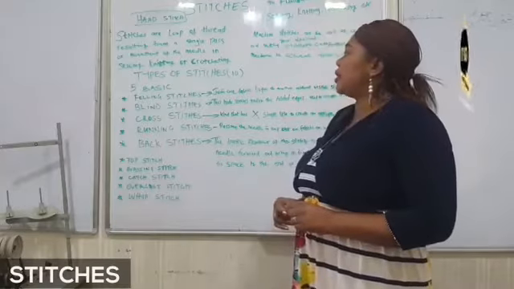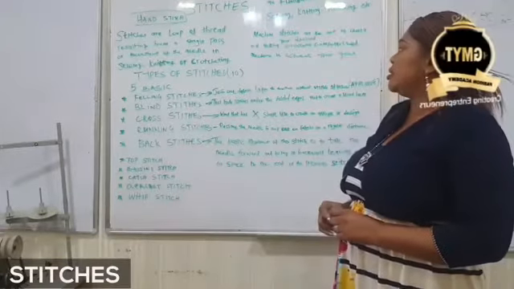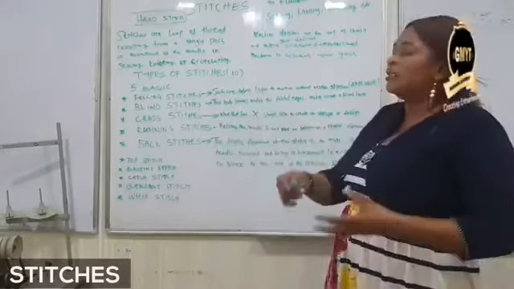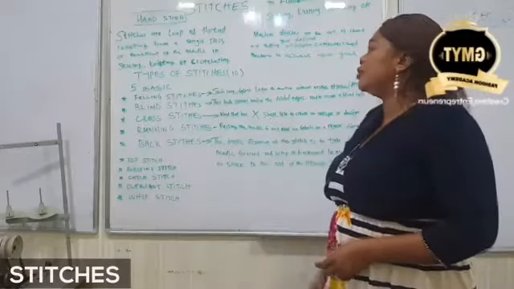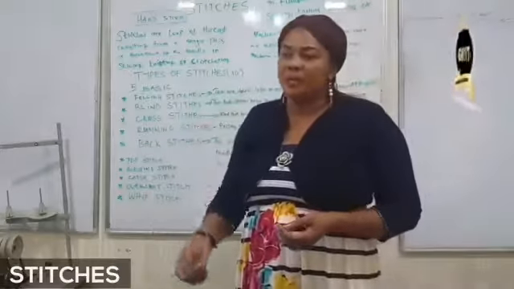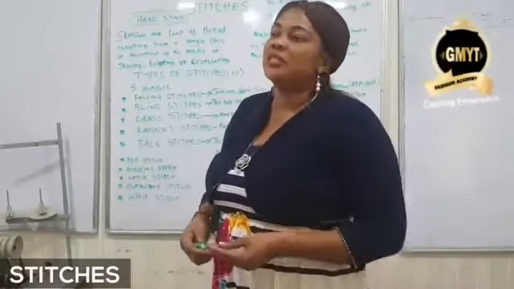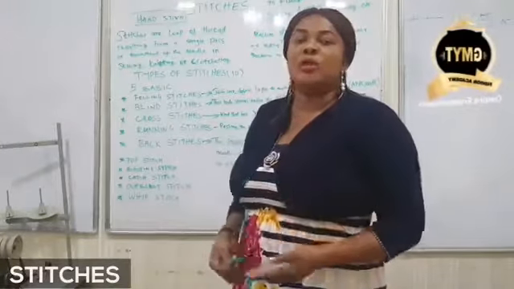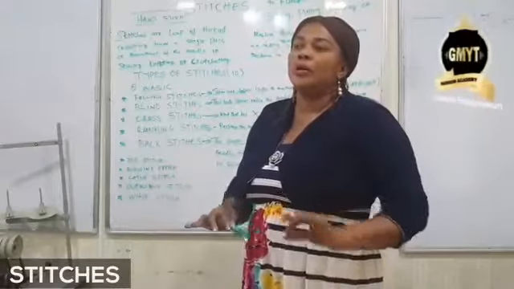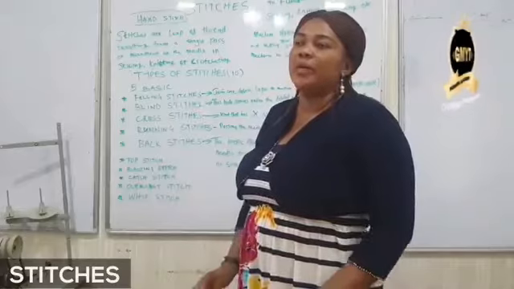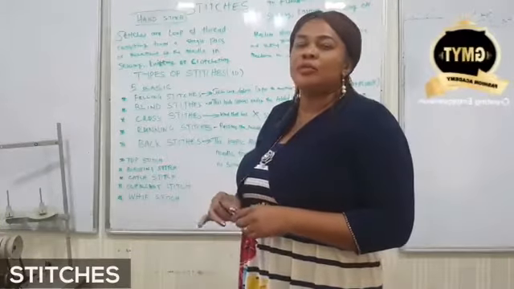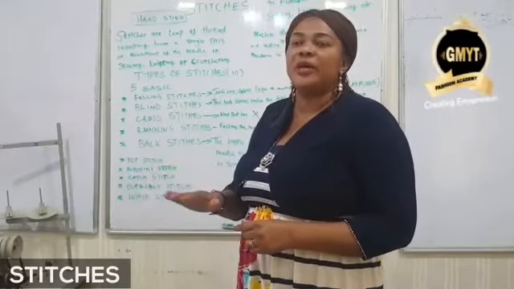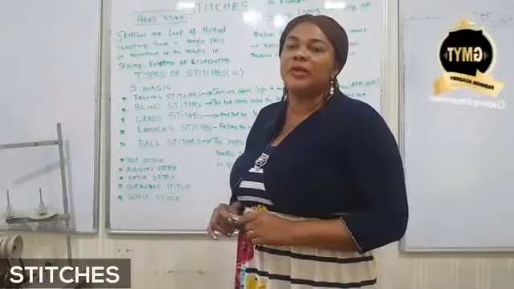Now, the second one there is blind stitches. As the name indicates, blind. This kind of stitches hides stitches under the folded edge. You can use the blind stitch on hems, like if you want to hem your dress, your top, your palazzo or anything you want to hem. If you use it very well, nobody will even know that there is a stitch in there. After hemming, you iron it very well, and it looks very beautiful, and it comes out well.